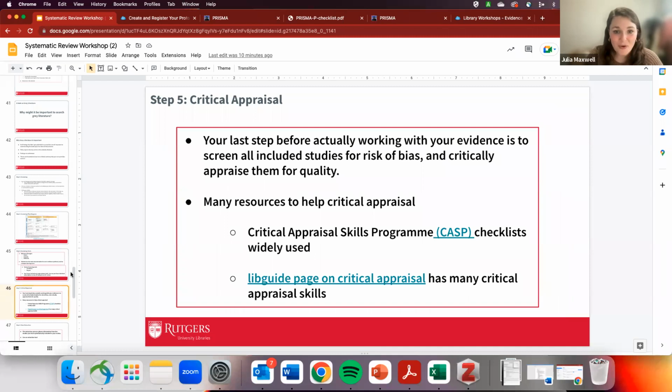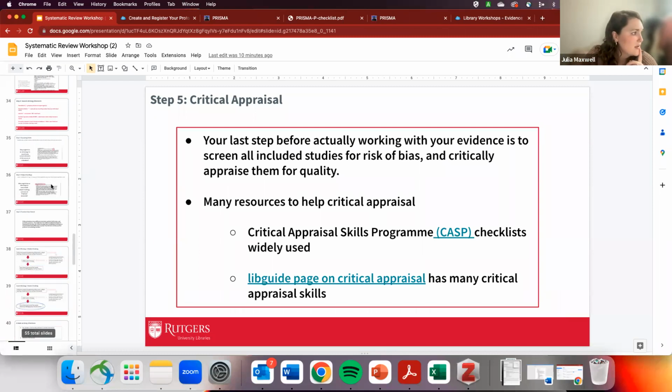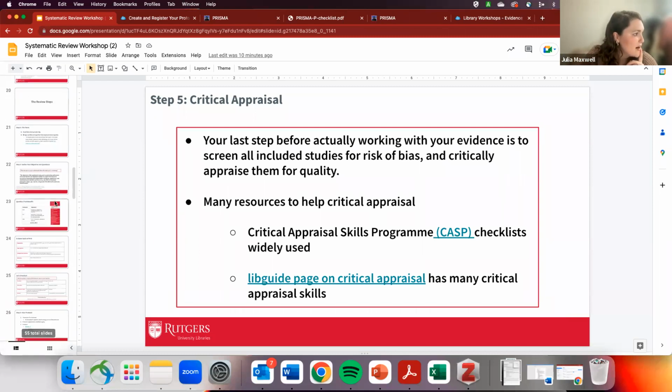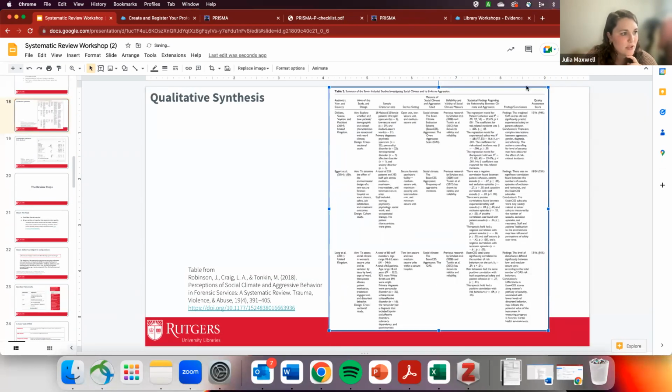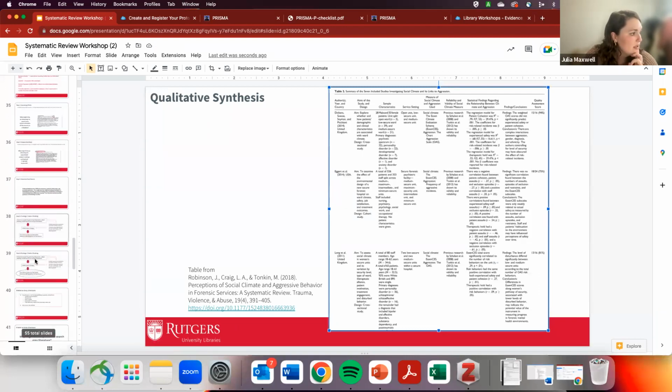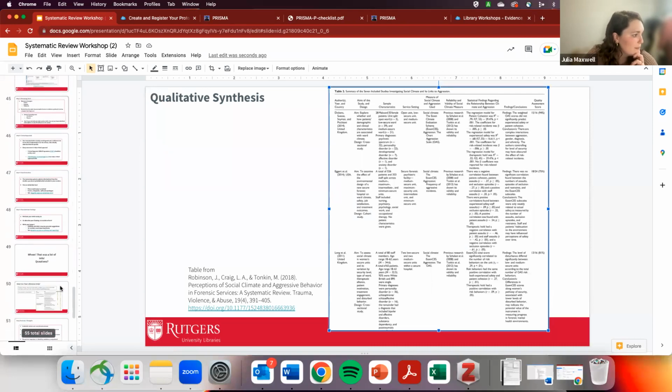Critical appraisal. Okay, so you've identified all of your studies, you screened them, you've tie broken, you end up with X number. Now it's time to assess if they're quality. If we go back to our table example here, we can see that each study got a quality assessment score here. So that's what we'll do here.